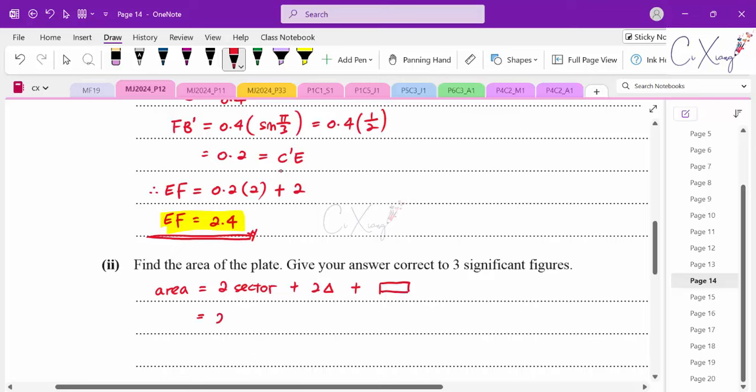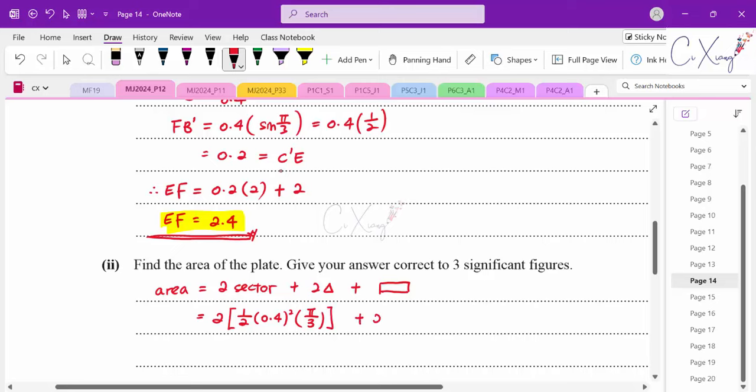So what's the area for the 2 sectors? The area of a sector is half r squared theta. So what is r squared again? The r is given as 0.4, right? So you have 0.4 squared, and theta is pi over 3. This is the area of the sector.